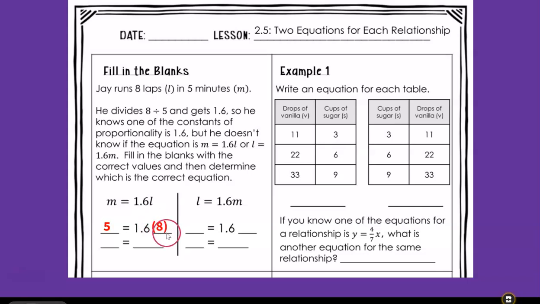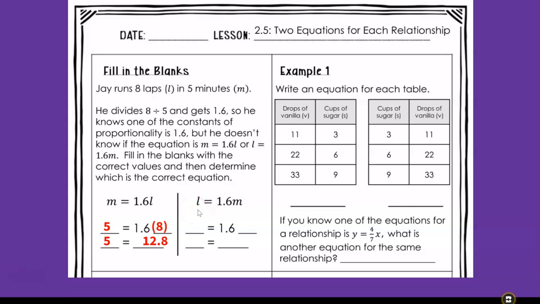The reason that I'm using parentheses to show multiplication is because if I use an x, that might get confusing in a different type of problem where we have a variable that is x. So we're going to use parentheses from now on to show multiplication. And now I'm going to just solve this. So 5 is going to stay by itself because there's no other numbers with the 5 on that side of the equal sign. And then on the other side, I'm going to multiply 1.6 times 8. And when I put that in the calculator, I end up with 12.8.